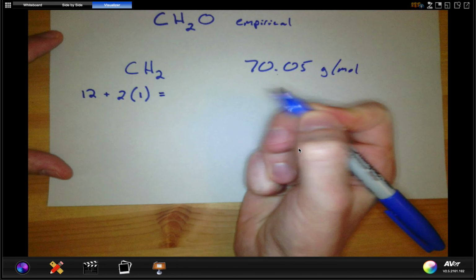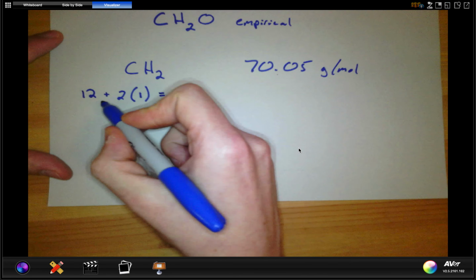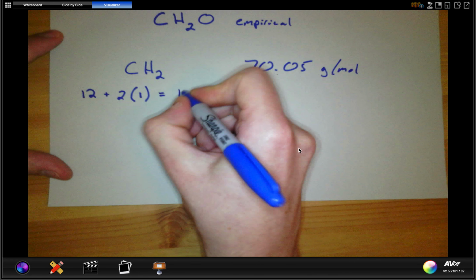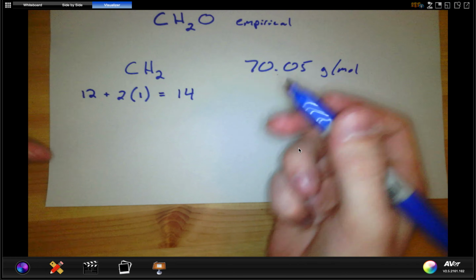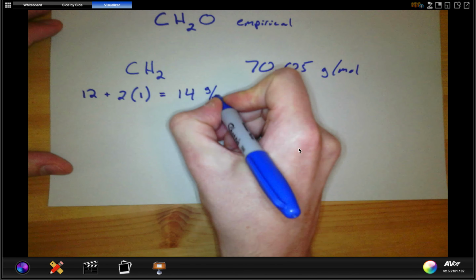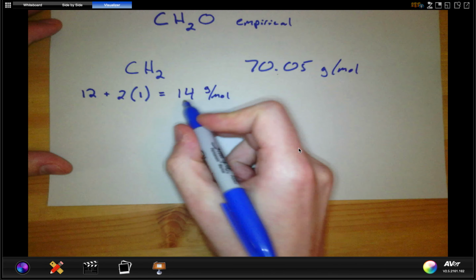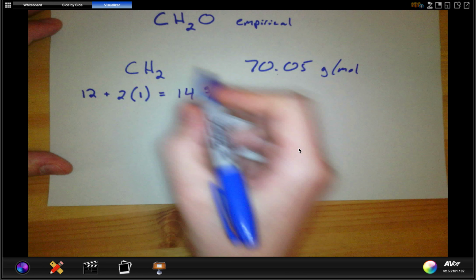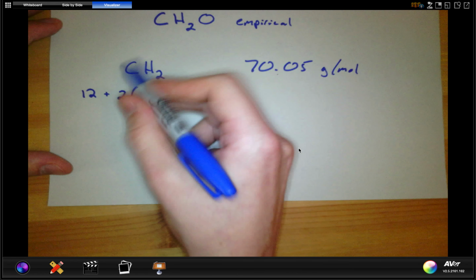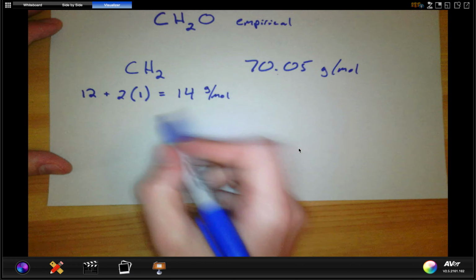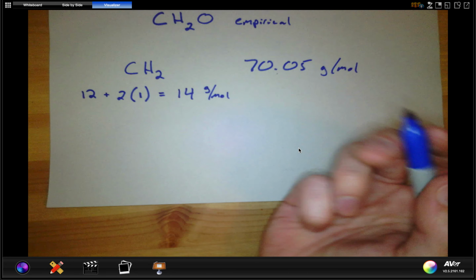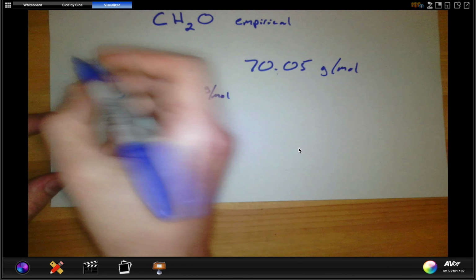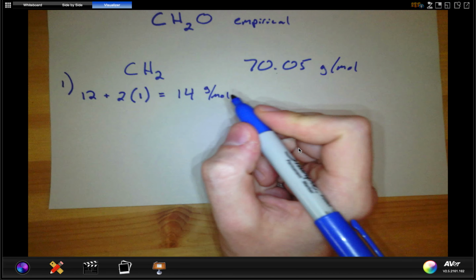So if we add those up, 12 plus 2, that'd be 14. And technically, it's a molar mass, so the units are grams per mole. You could also say that it's 14 atomic mass units if you're talking about the weight of the molecule itself, but right now we're talking about molar mass. So that was our first step, step 1.